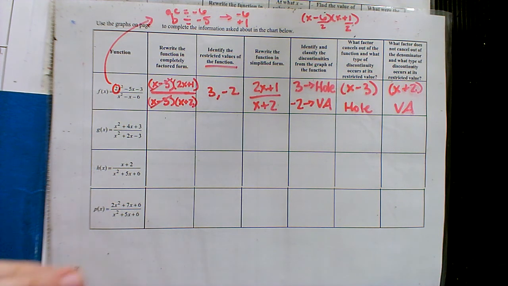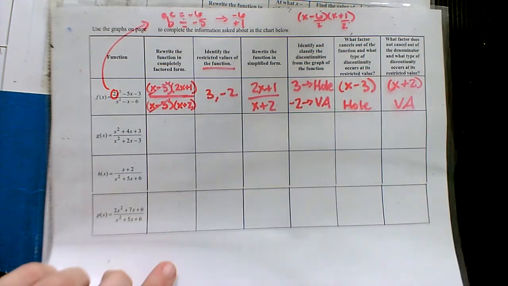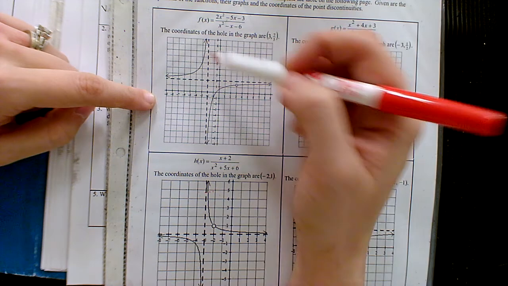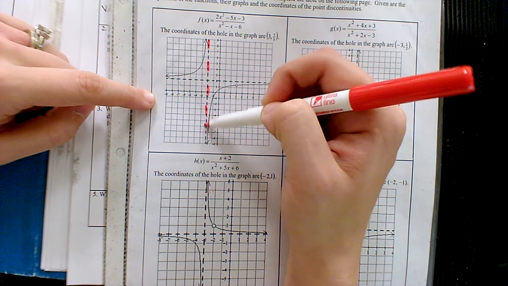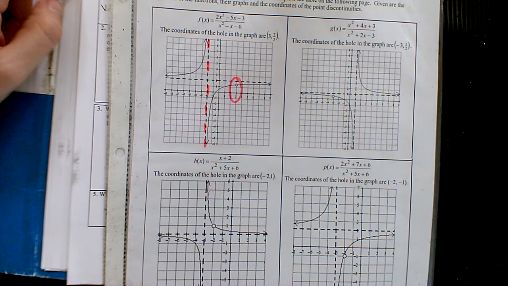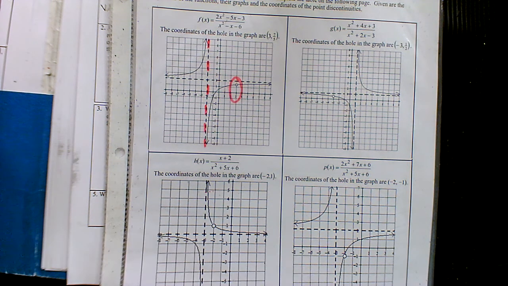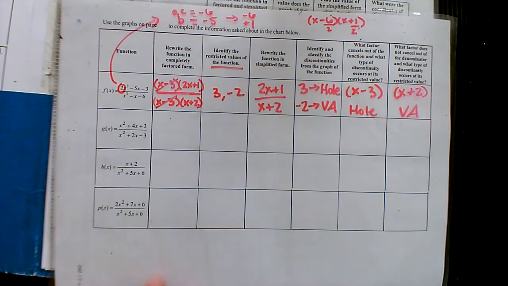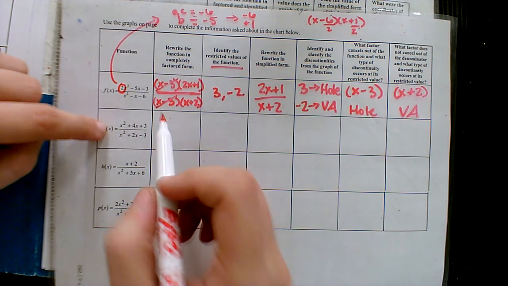So let's see if our analysis based off the equation actually matches the graph that they gave us. So I'm going to flip the page. F of x is this first graph. Notice how, based off the picture, we have a vertical asymptote at -2 and a hole at +3 if we're just looking at x values. So it seems to check out. Those are the numbers that we identified based off the equation itself. All right, let's try the next one.